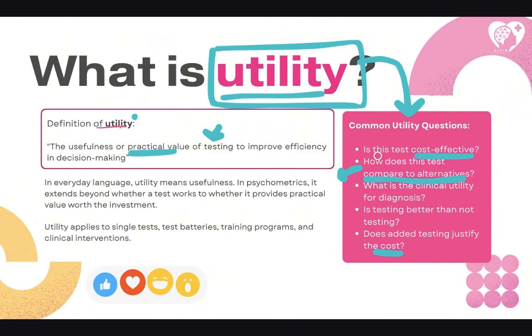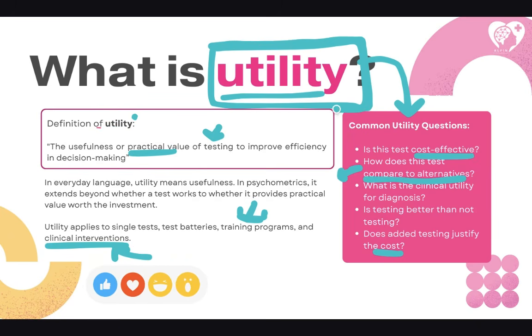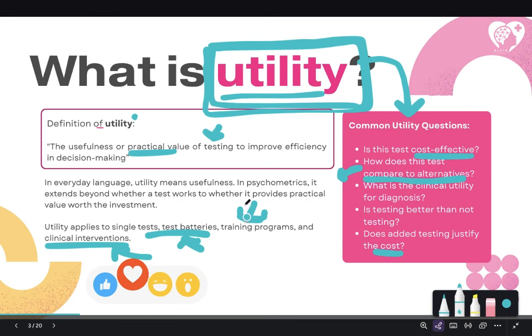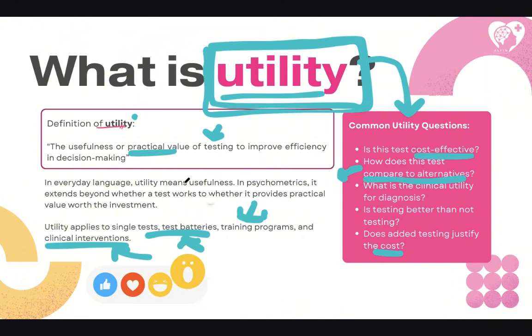So, utility is not just about tests. It can be for training programs. What's the use of putting that in place? It's also for interventions, clinical interventions. So again, I want to put it in your head that when we're talking about utility, we're talking about the benefit of a certain program, intervention, or test battery. When we're applying it, how does it weigh in if we don't use it? Which is greater, the cost or the benefit, when we use or do not use a test?